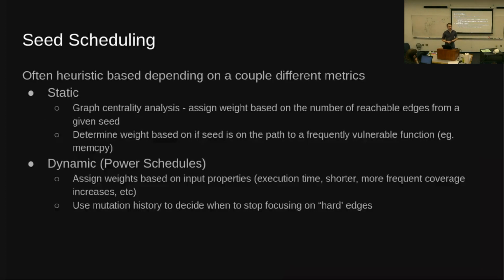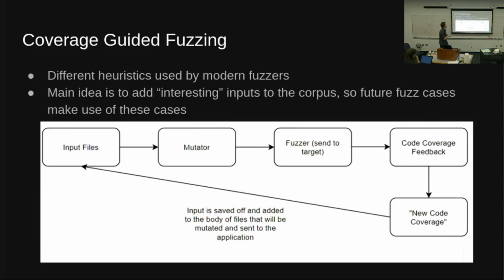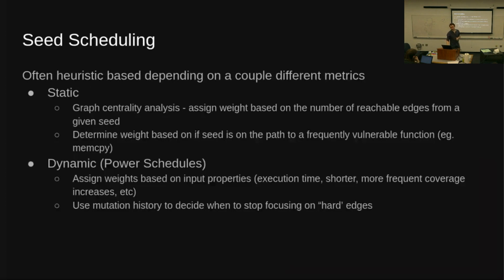All right, let's move on to seed scheduling then. This is usually heuristic based, and what we're referring to with this is how do you decide which inputs you choose. In the fuzz pipeline that we looked at before, we have our input files, and we choose one and mutate it and send it to the target. But how do we choose one? Well, the easiest way is to just choose a random file every time and keep running the target. That might not always be the best.